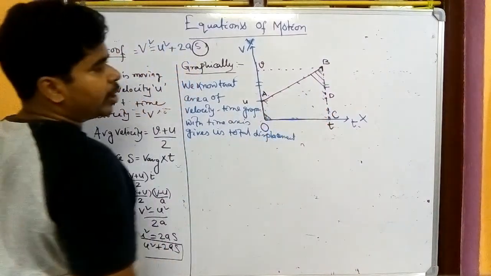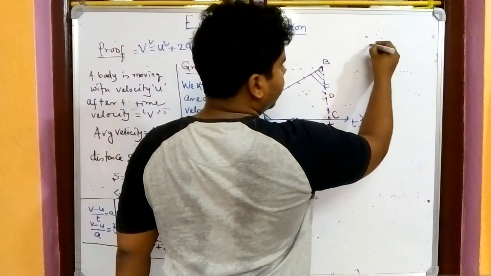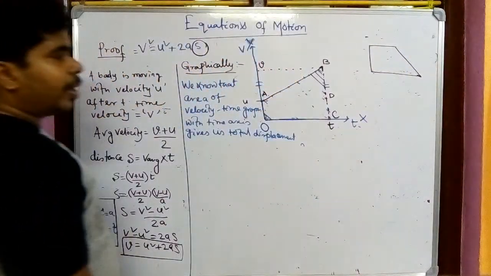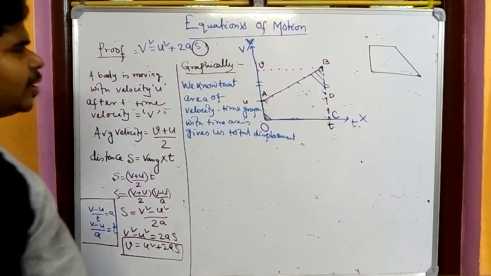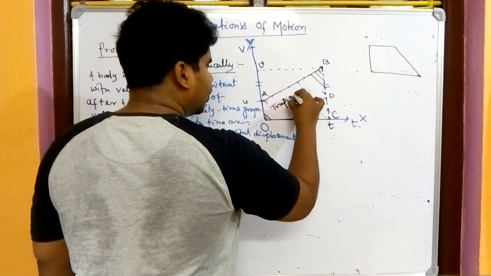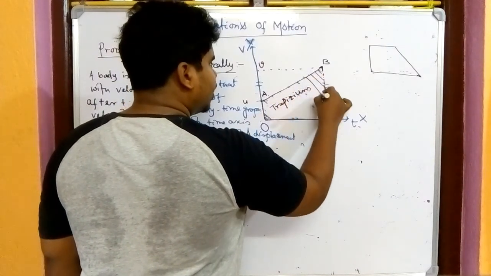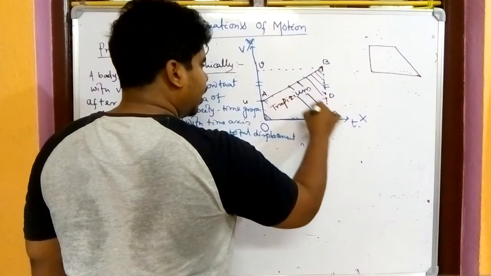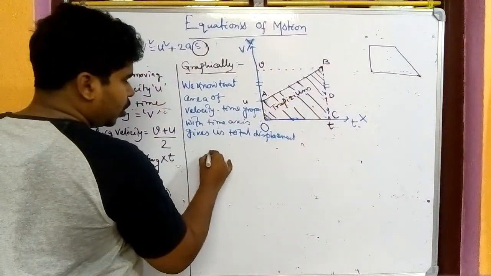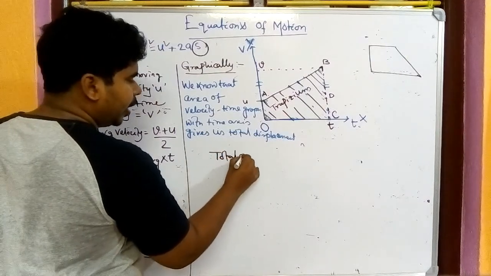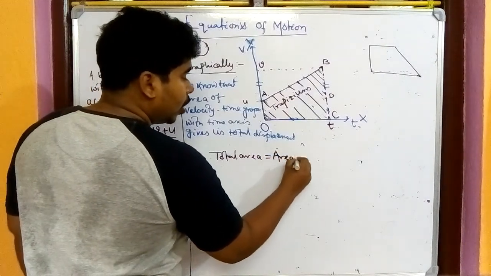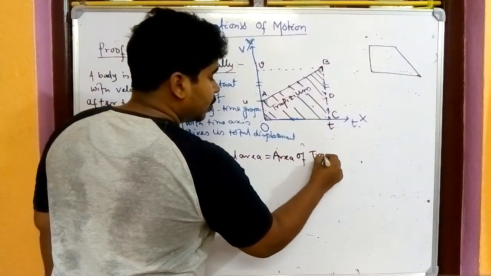What will the shape look like? The shape will look a little bit like this. What type of shape is it? It is nothing but a trapezium. So it is a trapezium. So we have to find the area of the trapezium, and we know the equation. So we can say the total area should be equal to the area of the trapezium.